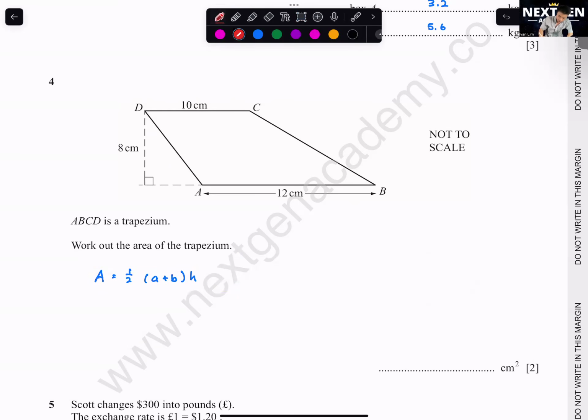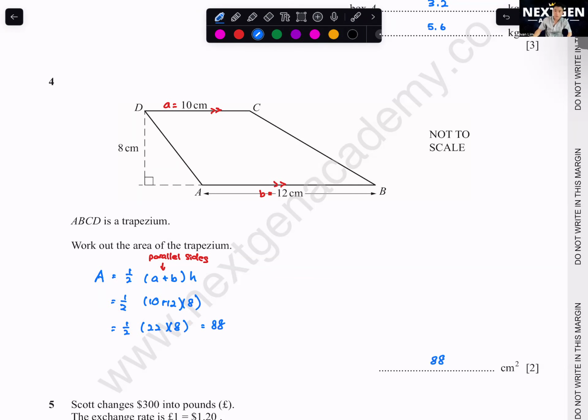So we first need to find which two sides are parallel to each other. This and this. So this is A, this one is B. It doesn't matter which one you put as A and B. Then H: every time you see the letter H in a shape formula, H will be the perpendicular height. There's only one height given here, so this one is the perpendicular height. A plus B, so 10 plus 12, then multiply by 8. Half times 22 times 8, we will get 88.